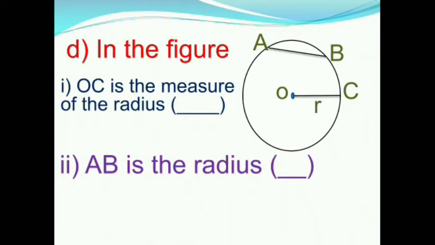In the figure, OC is the measure of the radius. Is it true or false? See this figure. Which is the radius? Yes, OC is the radius. Children, next question is, AB is the radius. Is it true or false? See this figure. It is false. AB is not touching the center.